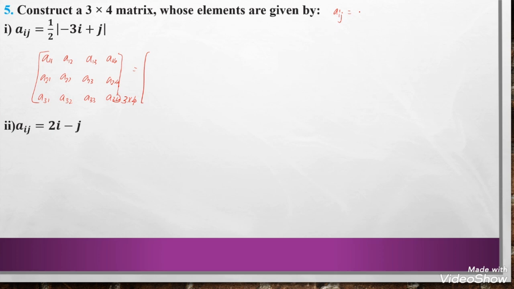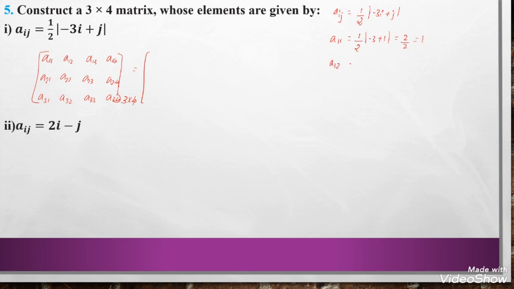Condition: Aij is equal to 1 by 2, there is a modulus of minus 3i plus j. Okay, 1 by 2. Then first element A11: minus 3 into 1, minus 3, plus 1, minus 3 plus 1 will be minus 2. There is a modulus function, 2 by 2 is equal to 1 for the first element.